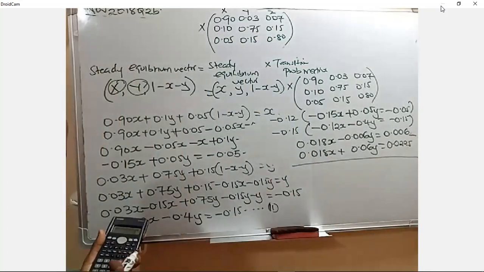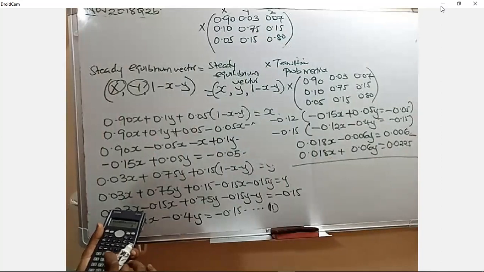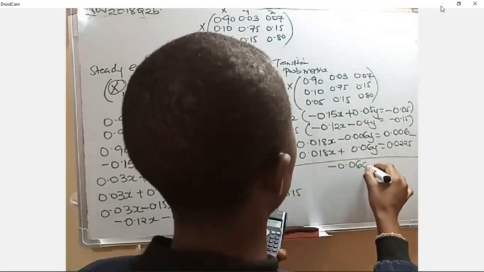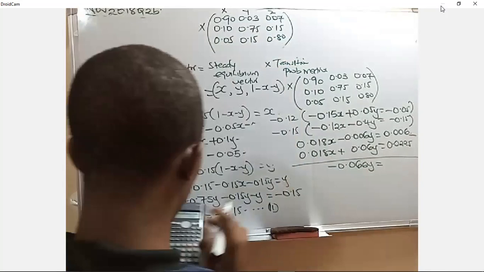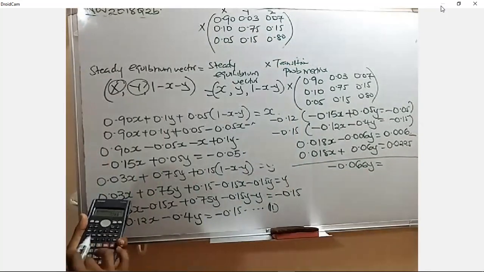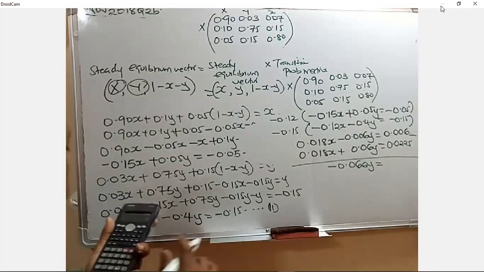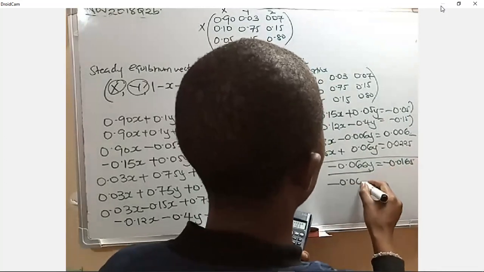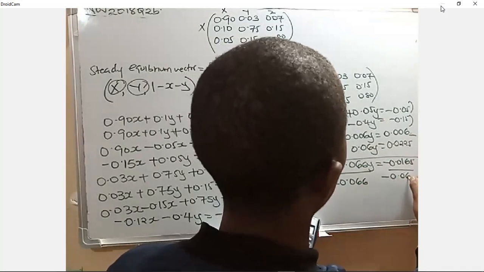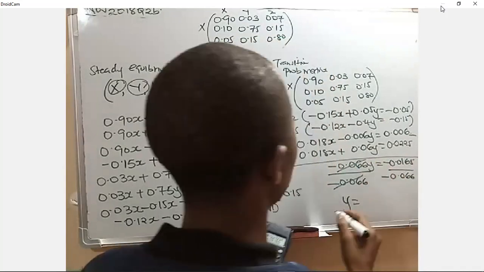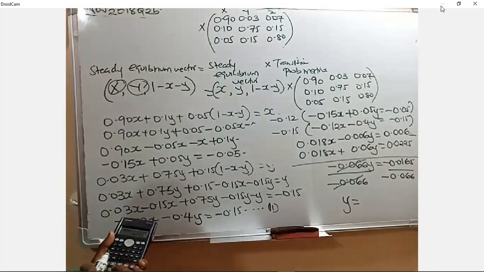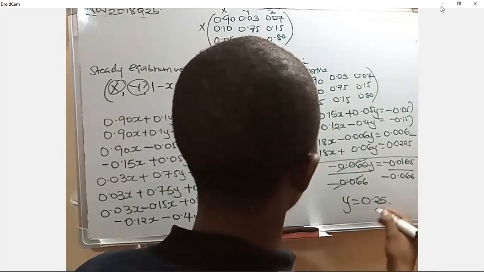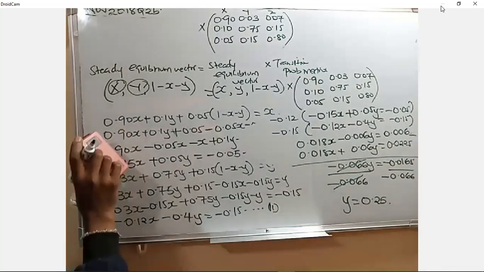So you're going to be remaining with negative 0.006 minus 0.06, getting negative 0.066y, which should be equal to 0.006 minus 0.0225. I'm getting negative 0.0165. You divide here by negative 0.066. So the value for y should be equal to, you divide by negative 0.066, I'm getting 0.25. Now let me substitute for x.